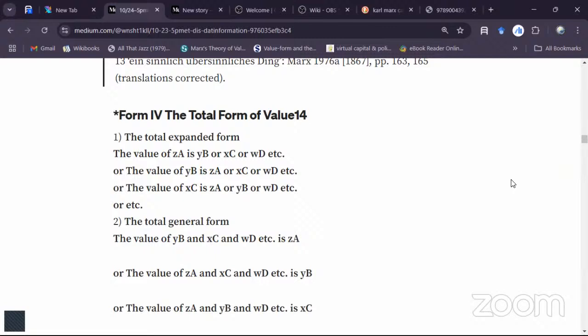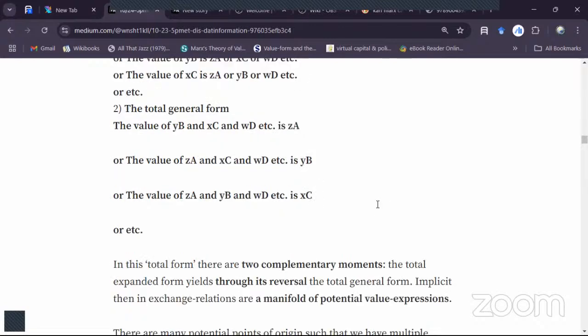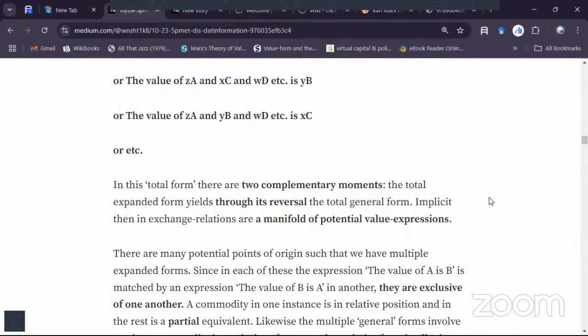Total expanded form: the value of ZA is YB or XC or WD, etc., as we saw in the general form. Or the value of YB is ZA or X, etc. The total general form is the value of Z of YB and XC, and WD is ZA, etc. In this total form, there are two complementary moments. The total expanded form yields through its reversal the total general form. So we have two totals here. One is expanded, and because a reversal has happened, you get a generalized form.